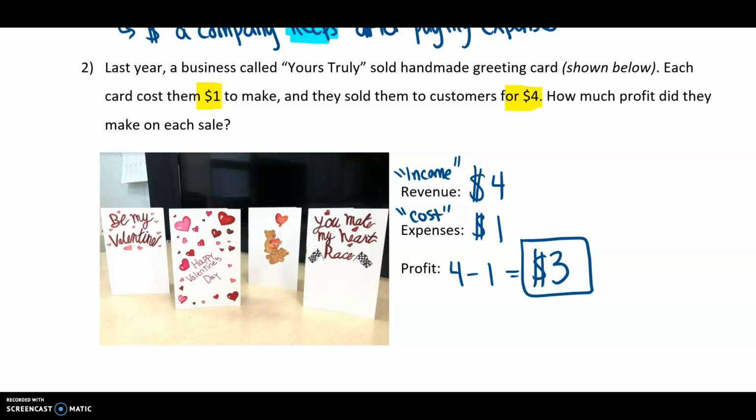Okay, if done correctly, you should tell me that Yours Truly makes a profit of $3 on every sale or every greeting card sold. Okay, just to sort out the information, $4 is our income because that's what the customer hands them. It's the money coming in. $1 was the cost to make it, so that's our expense. $4, take away $1 for expenses, they keep $3 on every sale sold.